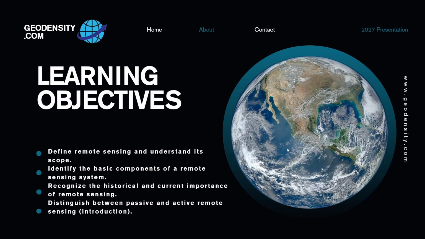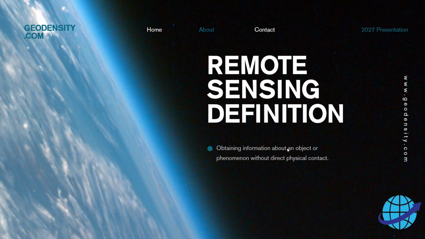Let us begin with the basic definition. Remote sensing at its core is the science and art of obtaining information about an object or phenomenon without being in direct physical contact with it. In other words, we observe and measure from a distance, as illustrated in the image accompanying this slide. This could be a satellite orbiting the Earth or an unmanned aerial vehicle, commonly known as a drone, flying over a crop field to gather data. The key is the absence of direct contact.